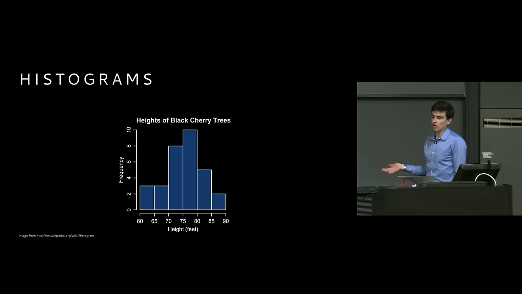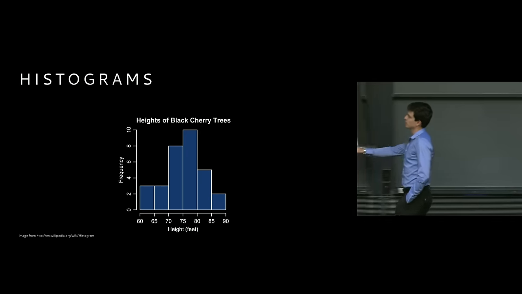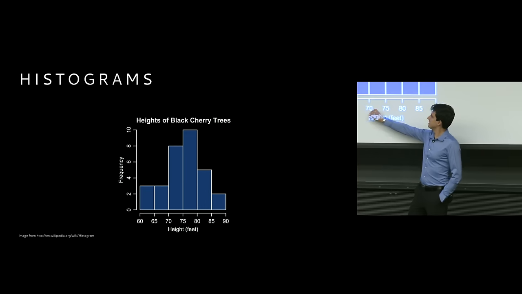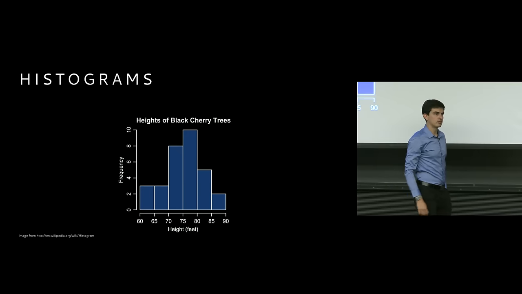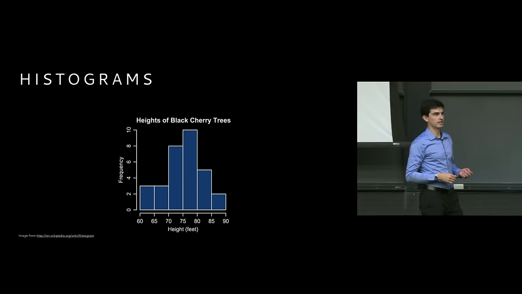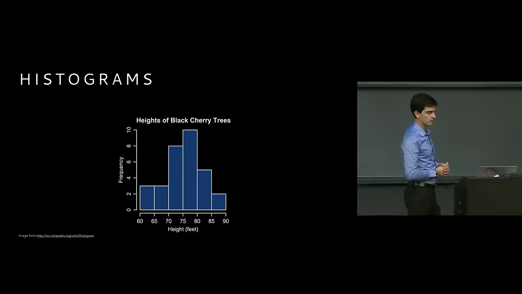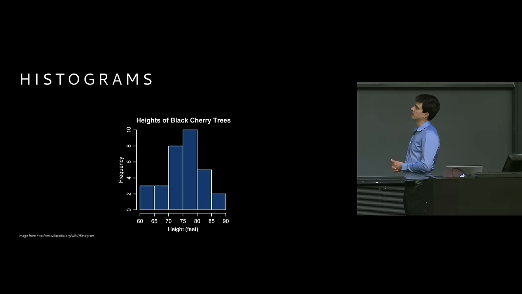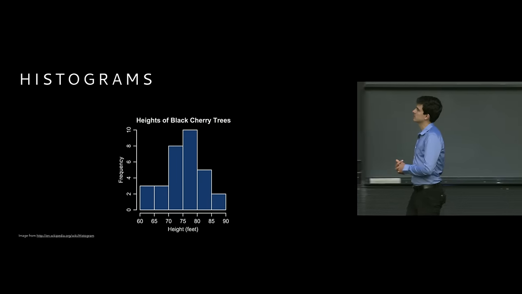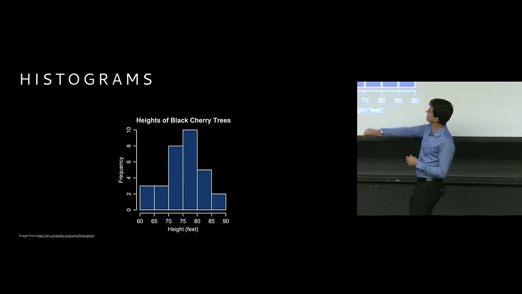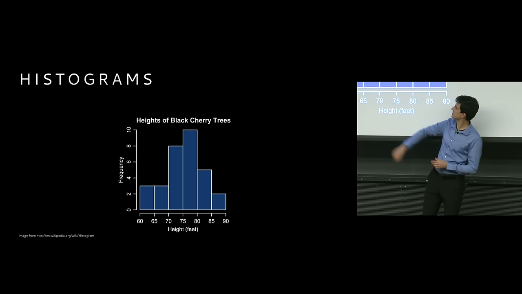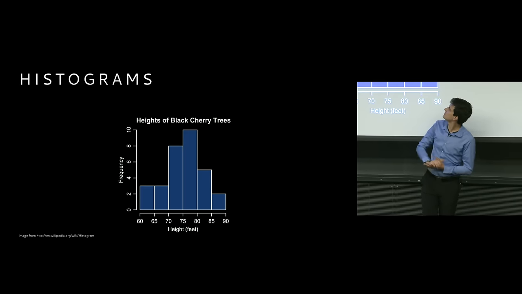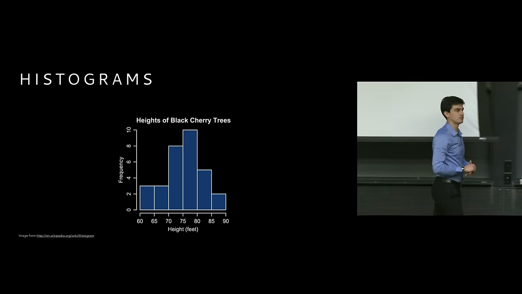And this is really all that a histogram is: for some particular value along the x-axis, it tells you how much of that value you have. You generally put these into buckets, and those buckets are along the bottom x-axis. For the bucket from 60 to 65 feet of height, we see that we have 3 trees. The bucket from 65 to 70, we have 3. 70 to 75, we have 9. So on and so forth.